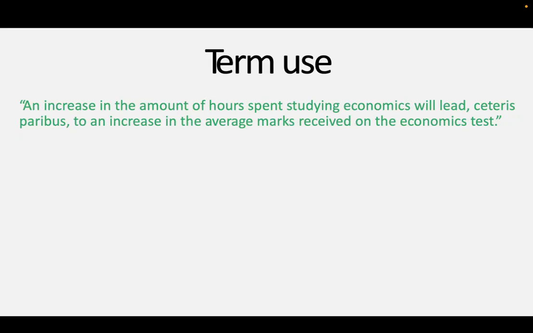There is one term you should know. It's ceteris paribus. Here's the term ceteris paribus in a sentence. An increase in the amount of hours spent studying economics will lead, ceteris paribus, to an increase in the average marks received on an economics test. So ceteris paribus means all things remaining constant. So getting rid of all variables. If you study more, you're going to get more marks or a higher grade on a test. That is true. You always have to assume there are no variables. That's what ceteris paribus is.